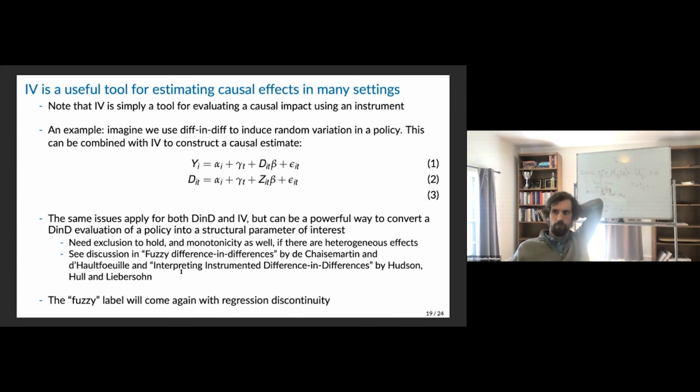And this is cool. This is a useful setting for thinking about it, the point being that IV is just going to induce variation, and there are a lot of settings where you might be able to get this kind of variation. This fuzzy label is going to come up also when we do RD, regression discontinuity. You can have fuzzy regression discontinuity, which is exactly the same thing as IV, but you're exploiting the variation that comes from your RD design to get instrumented variation.